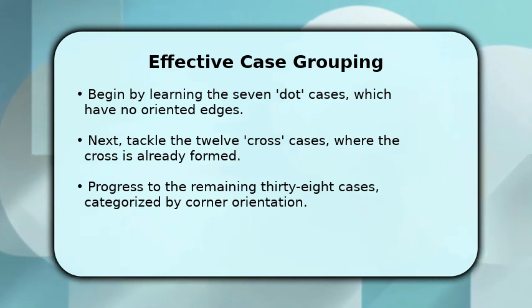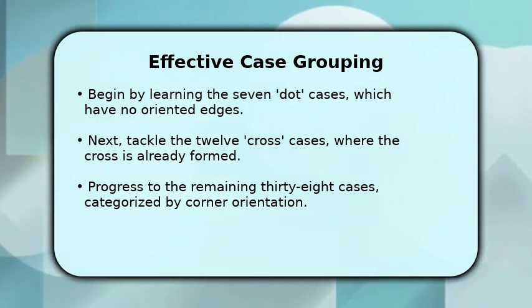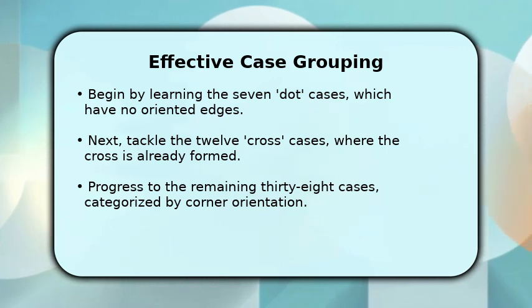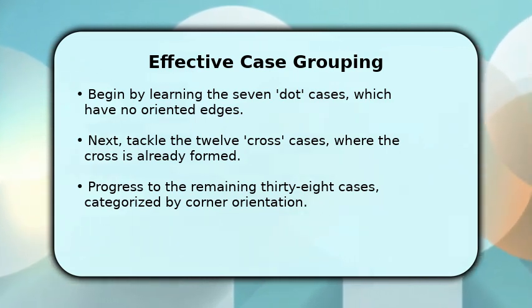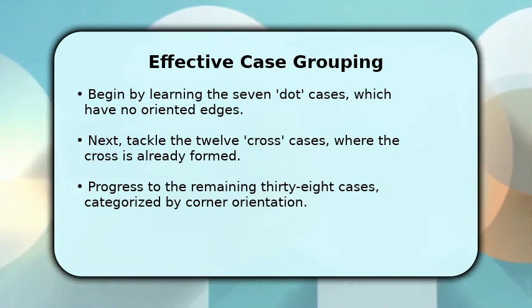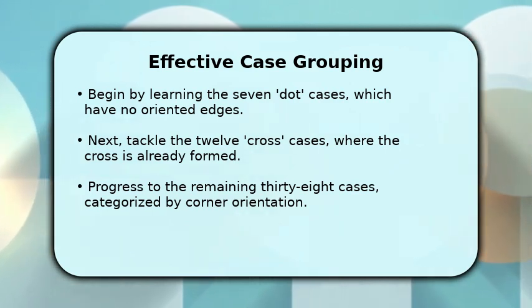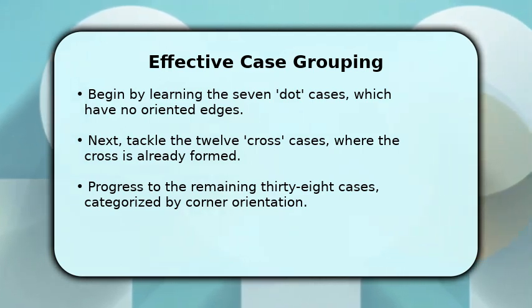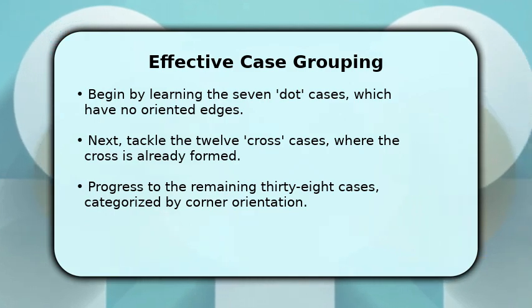Start with the 7-dot cases, where no edges on the top layer are oriented. These are often the most challenging initially. Then, move to the 12 cross cases, where the yellow cross is already formed. Finally, address the remaining 38 cases, which can be further grouped by how the corners are oriented. This structured approach makes the learning journey much more manageable.